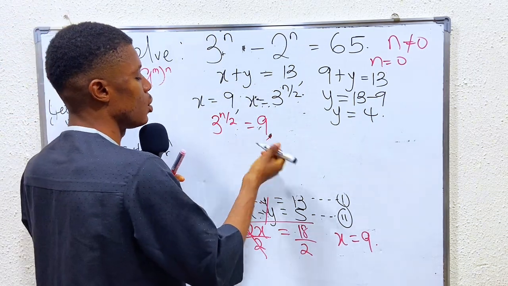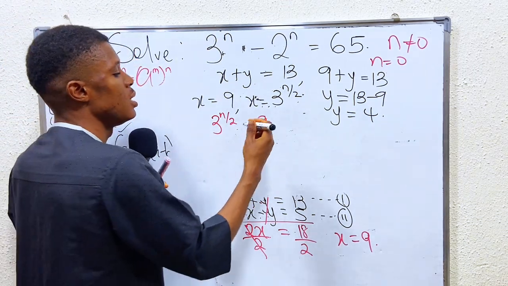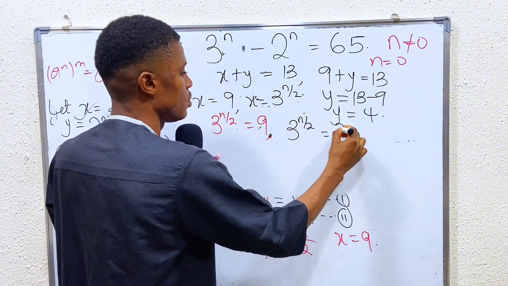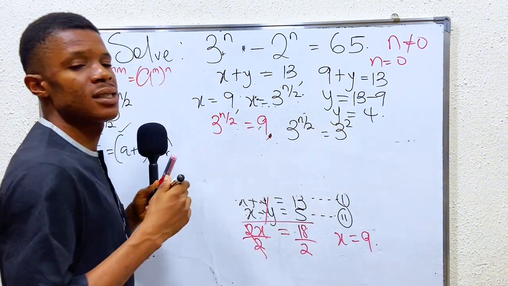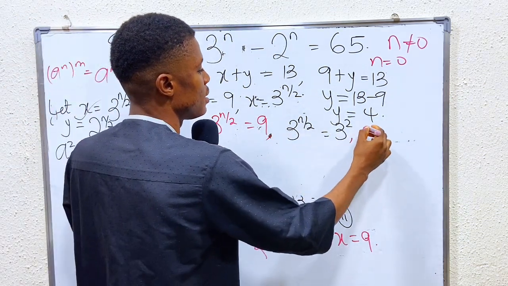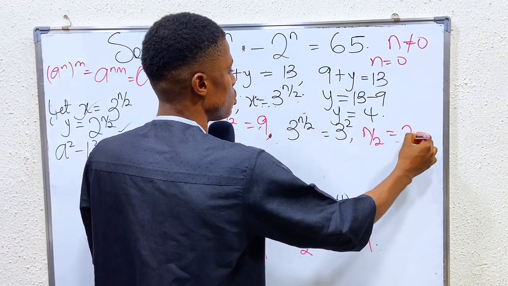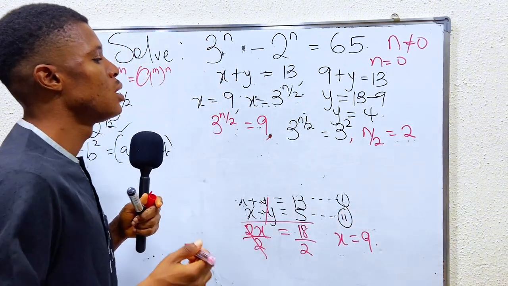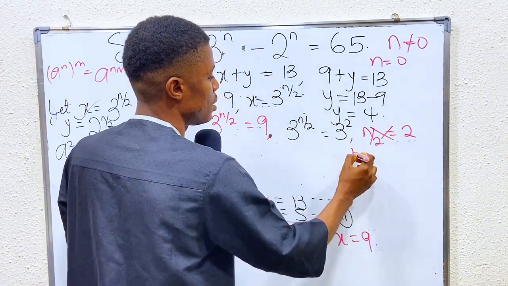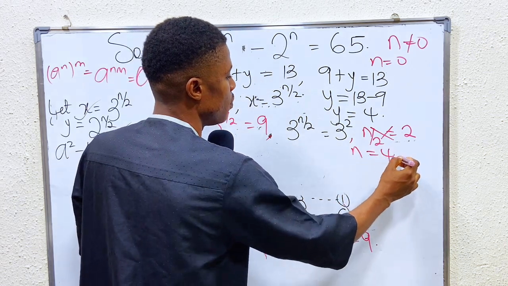9 is 3 squared. So we can now take this to be that 3 to the power of n over 2 is equal to 3 squared. Since the bases are now equal, we have to equate the powers, showing us that n over 2 is equal to 2. Okay? So to get the value of n, we just have to cross multiply. So you see that n is equal to 4.